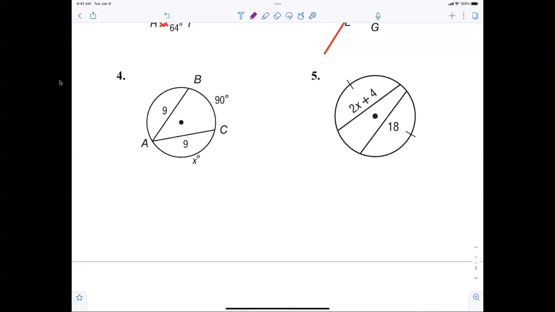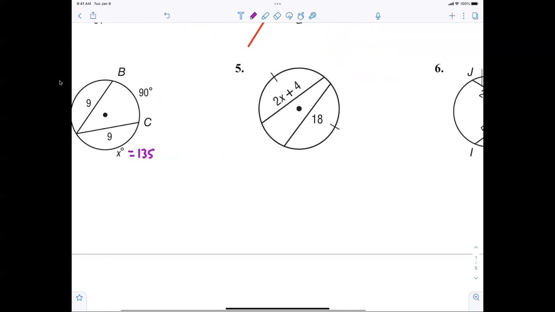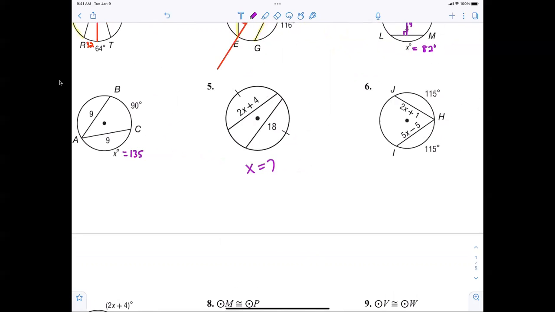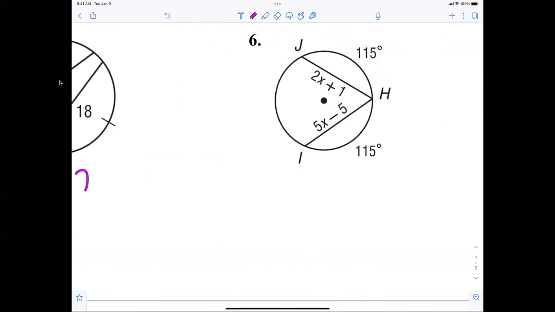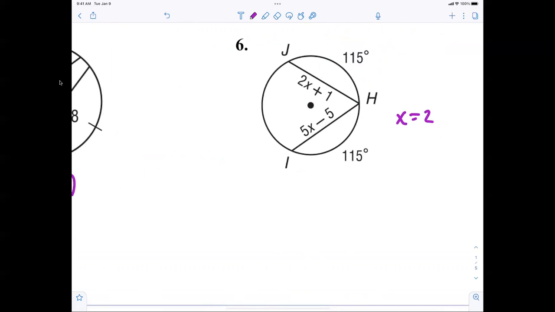Yeah, so is everybody happy with that? 135, a little repetitive here. And then everybody just say X equals 7. Should be no work. All right, and over here again, X equals 2. I knew that wasn't going to be that hard.